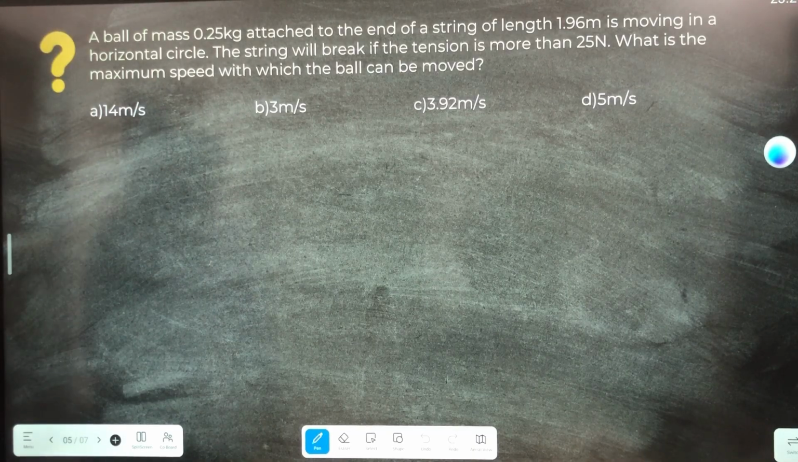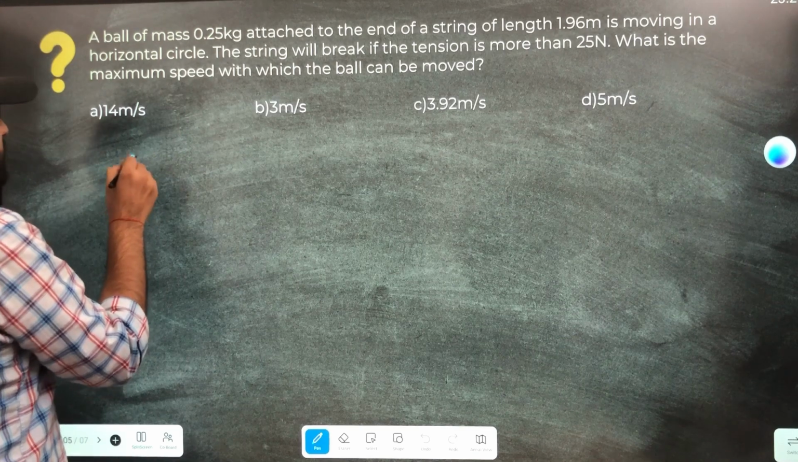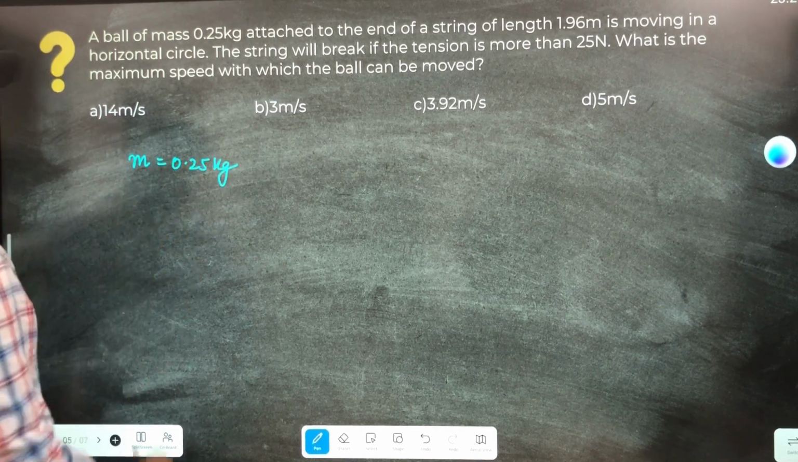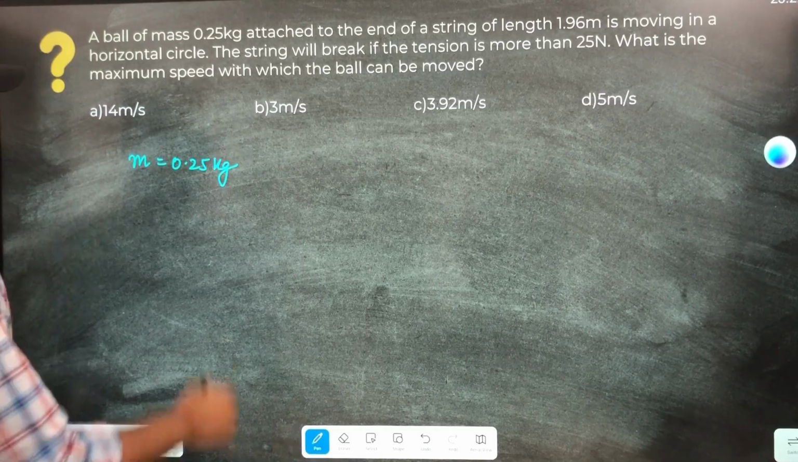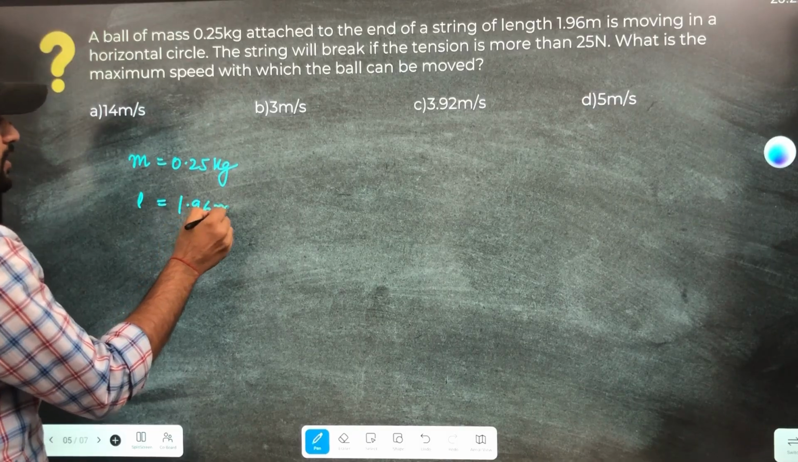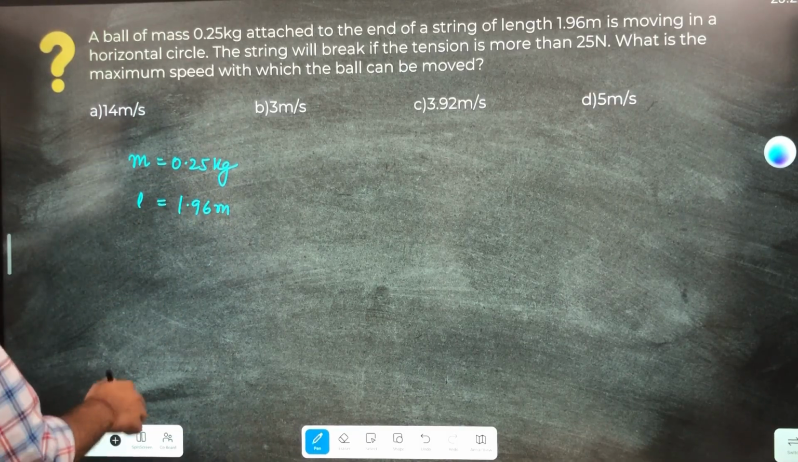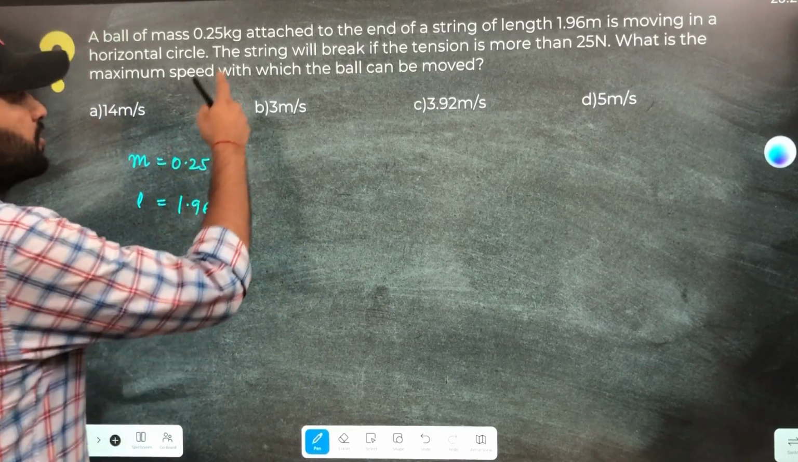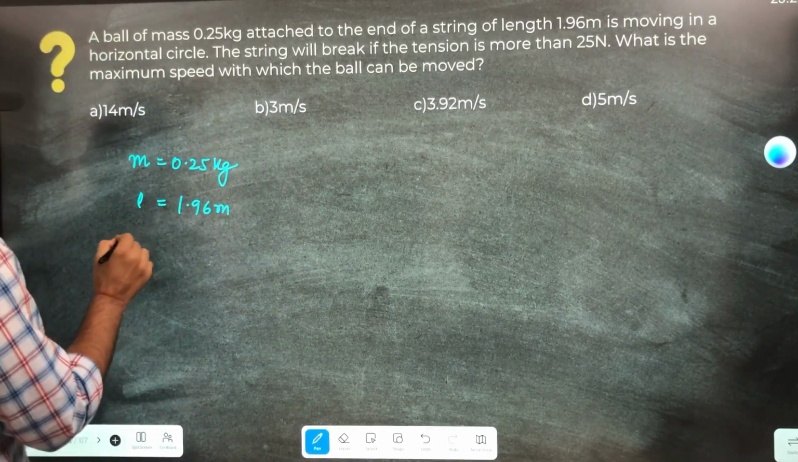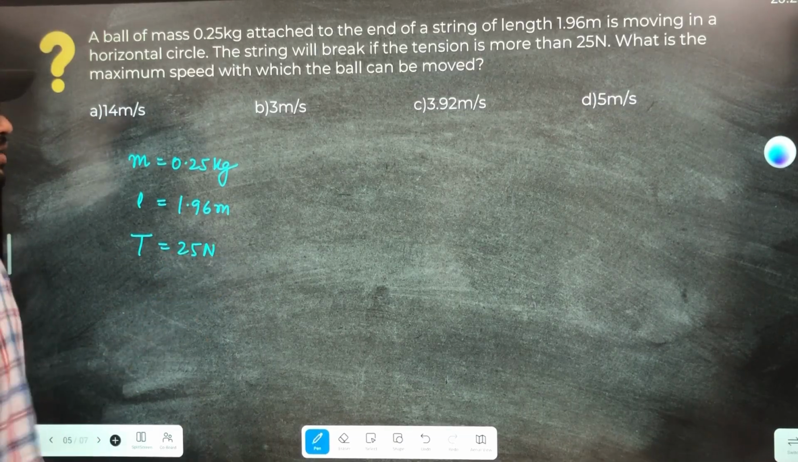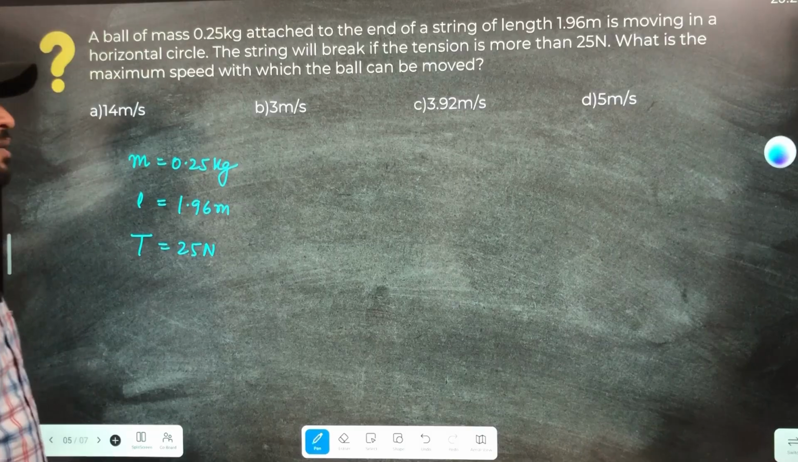Great. Our next question says a ball of mass, so what is the mass of the ball? 0.25 kg, attached to the end of a string of length L equals 1.96 meter, is moving in a horizontal circle. Fine, it is moving in a horizontal circle, not the vertical one. The string will break if the tension is more than 25, so the maximum allowed tension is 25 Newton. What is the maximum speed with which the ball can be moved?